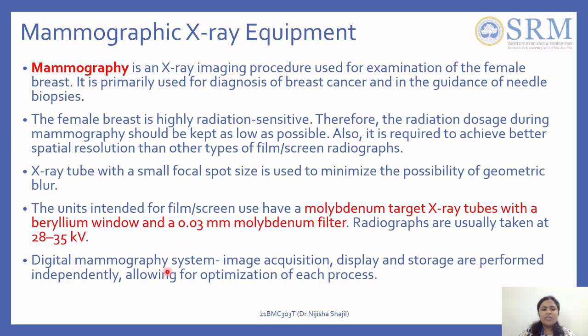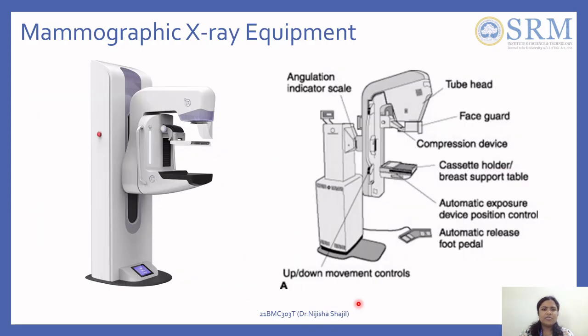Now, if you see what the components are, it has image acquisition, display and storage. Everything is done independently, allowing for an optimization process. So this is an example. What they do is they keep the breast in between, they press it so that you reduce the thickness of the breast, and then you send the x-rays and you take the cassette.